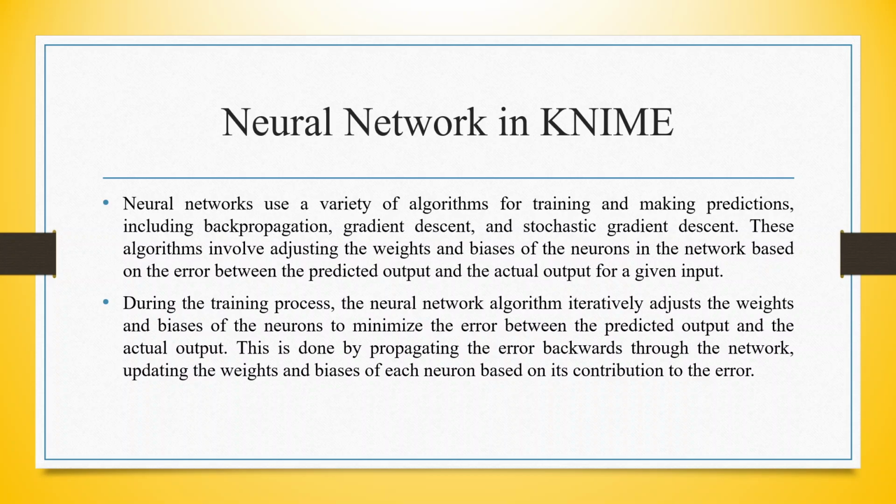These algorithms involve adjusting the weights and biases of the neurons in the network based on the error between the predicted output and the actual output for a given input. During the training process, the neural network algorithm iteratively adjusts the weights and biases of the neurons to minimize the errors between the predicted output and the actual output. This is done by propagating the error backwards through the network, updating the weights and biases of each neuron based on its contribution to the error.